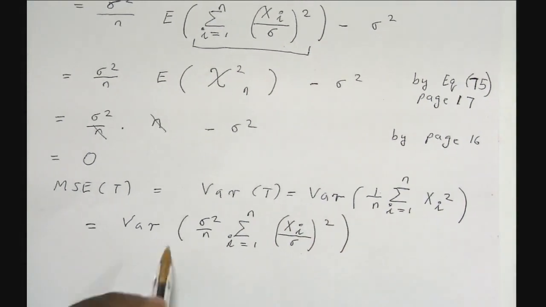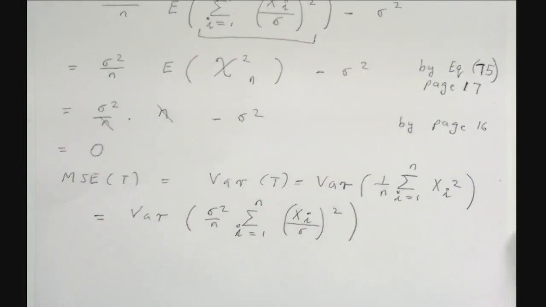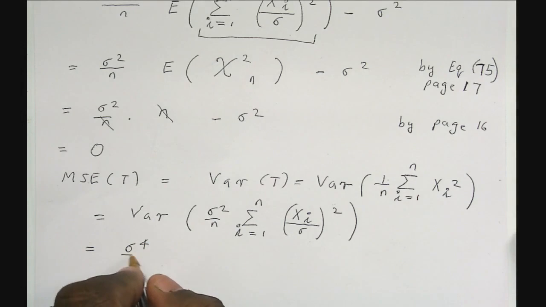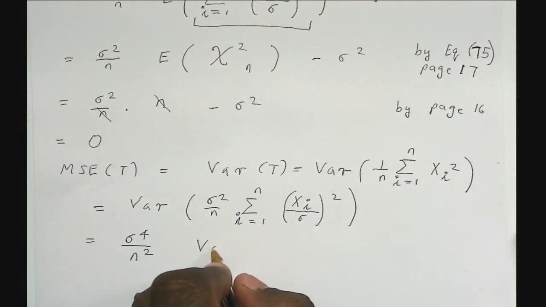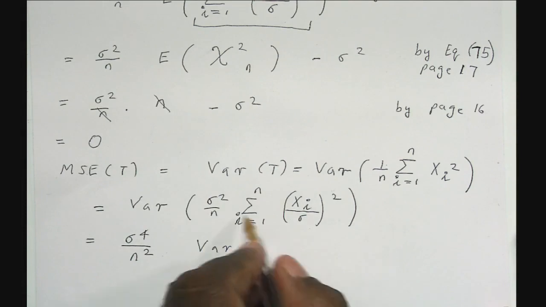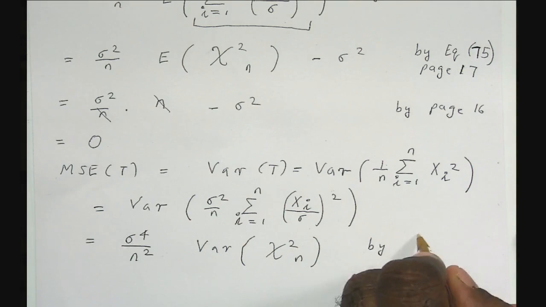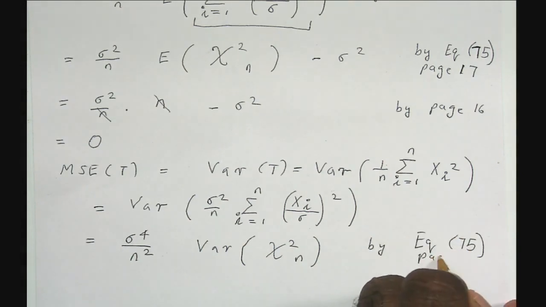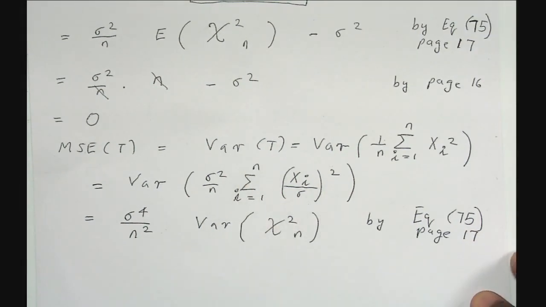All right, so you see I have multiplied by sigma squared and divided by sigma squared. The same approach, the same trick. Now you can pull out this constant outside, so it becomes this times the variance of this guy, which is, once again by equation 75 on page 17, a chi-squared variable with n degrees of freedom.